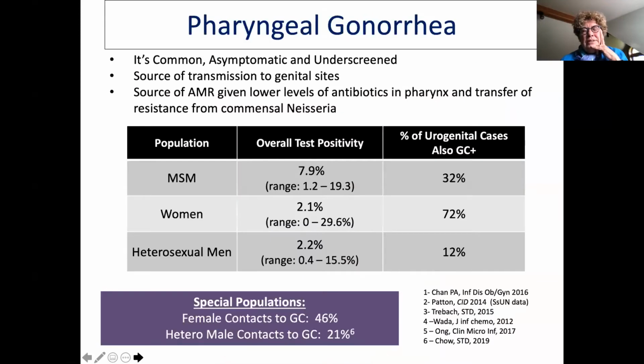With pharyngeal GC, we touched on this in the talk, but just to remind people that it's very common, asymptomatic, and we probably don't screen for it enough. And it is important because it's a way that you get transmission to the genital sites. Some people estimate that maybe a third of rectal and particularly urethral gonorrhea is acquired from oral genital sex.